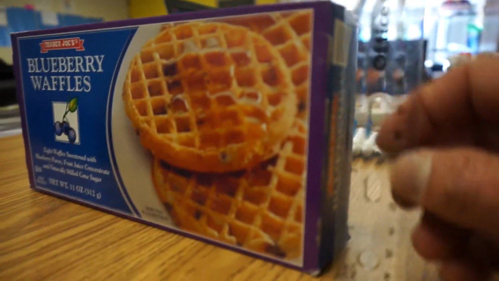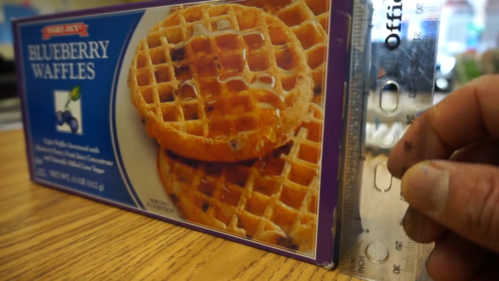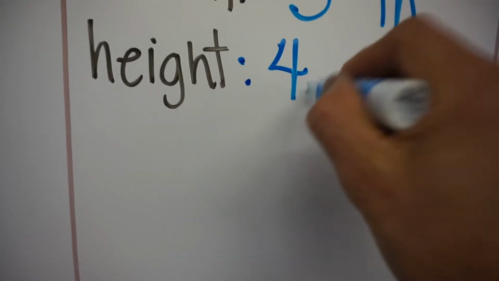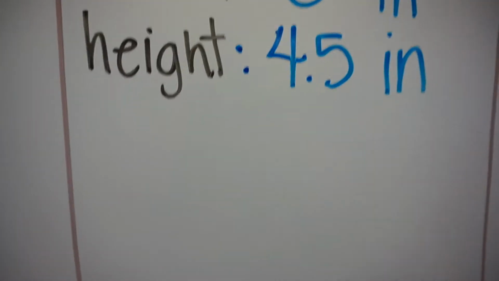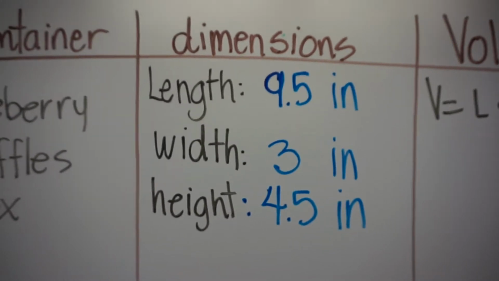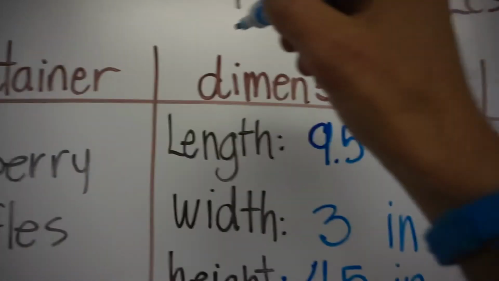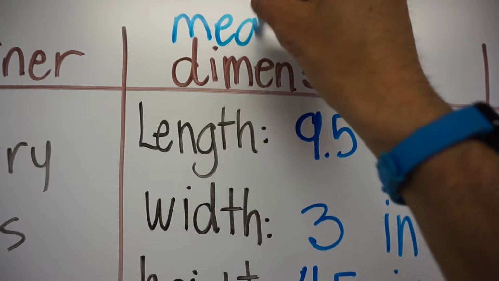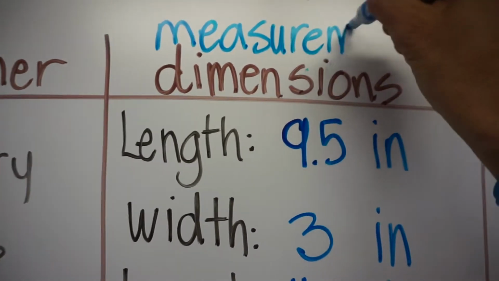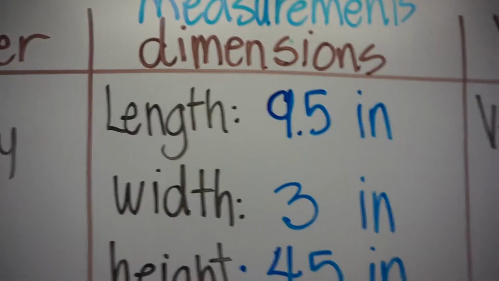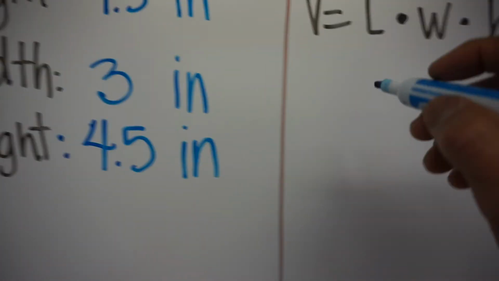Now we got to measure the height. So if you remember when you go to the doctor, the height is when you're standing up. So our height is 4 and 5 tenths inches, right? So we have our dimensions, another word for dimensions is measurements. Okay, now all we have to do is plug in all the numbers.